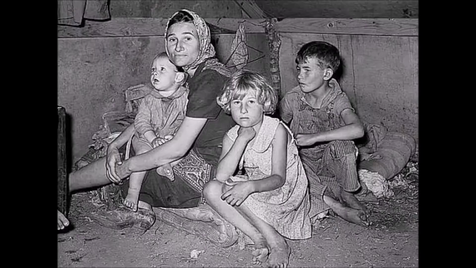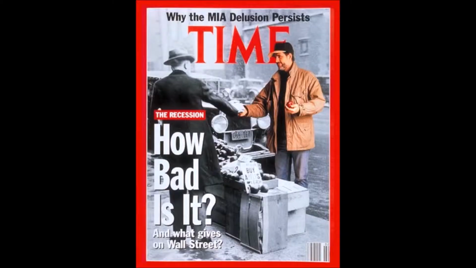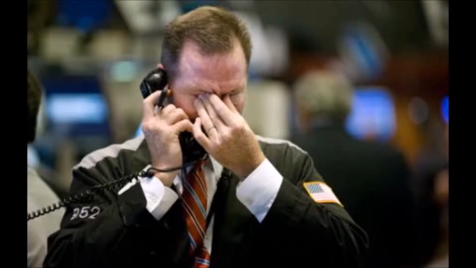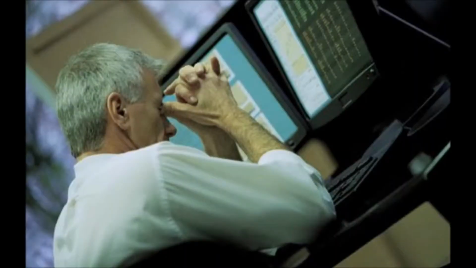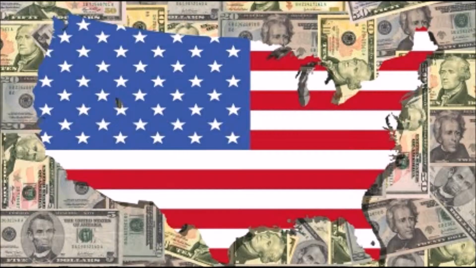The Great Depression, the worst economic downturn the modern world has ever seen. And the Great Recession, the second worst economic downturn the modern world has ever seen. Let's take a look at some similarities and differences between the two, and the differences that the Keynesian and Hayekian model of how government spending does or does not affect the economy.